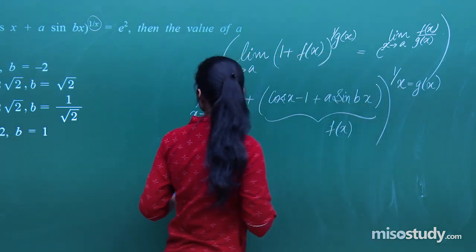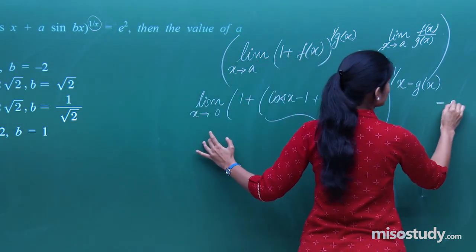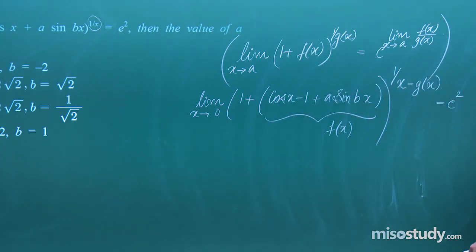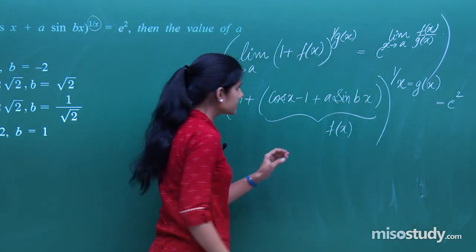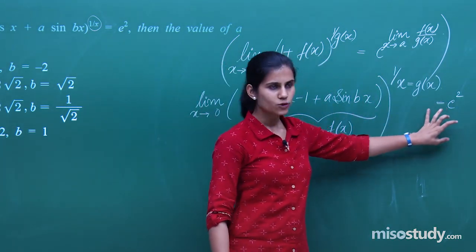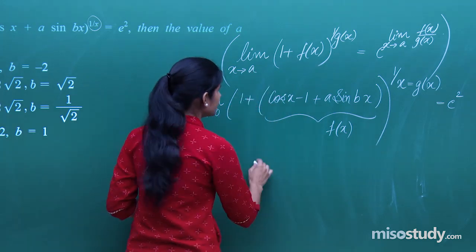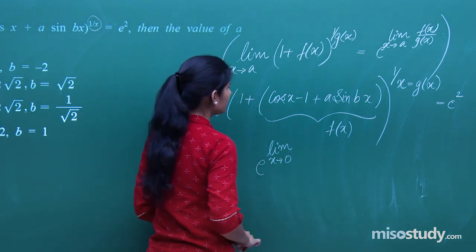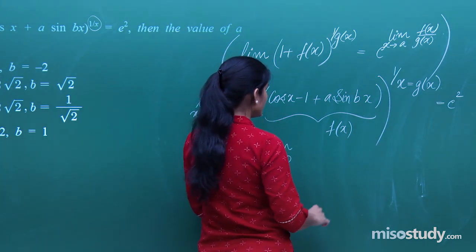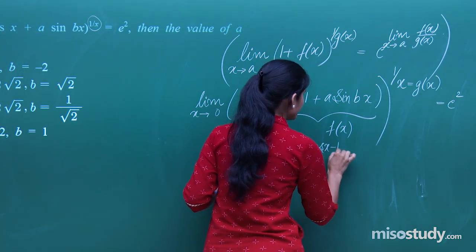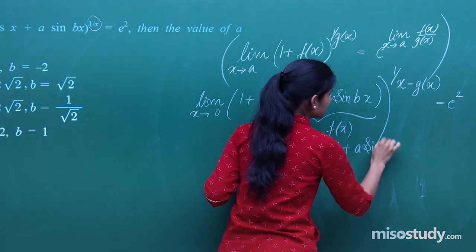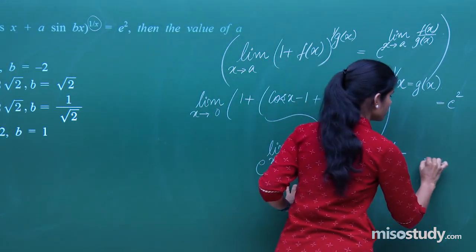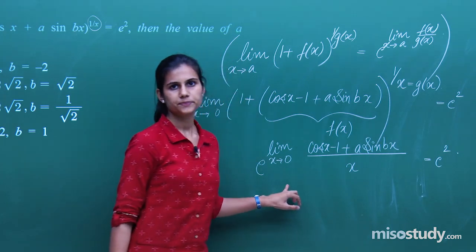gx. Now, if this limit is equal to e square, so this is already given to me that this limit is equal to e square. In that situation, what do we do is, if this is equal to e square, I am going to use this result. This is equal to e to the power limit x tends to 0 fx upon gx. So it is cos x minus 1 plus a sine bx whole upon x, and this complete expression is given to you as e square, right?